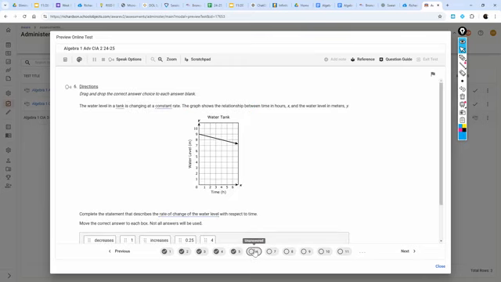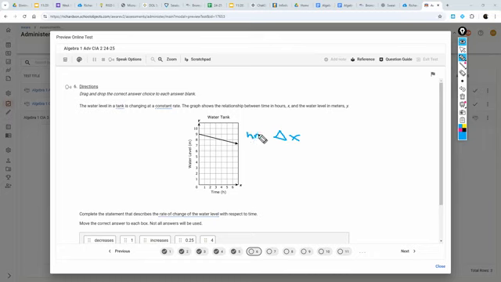Next, 6. Drag and drop the correct answer choice to each of the answer bank. The water level in a tank is changing at a constant rate. The graph below shows the relationship between X hours and the water level in meters Y. So I know that X is going to be hours at the bottom. So I know my change in X is going to be representing hours.